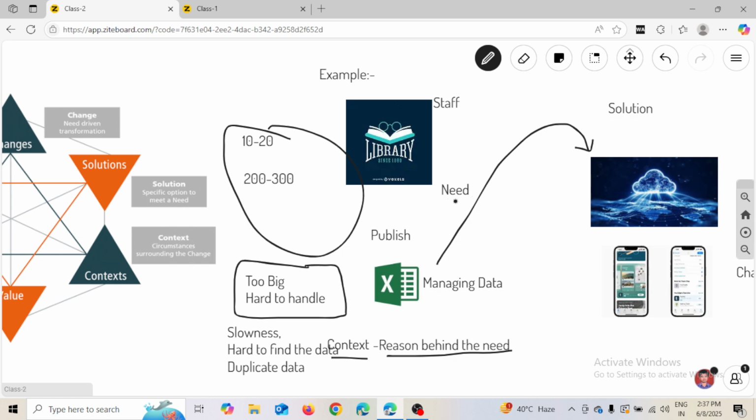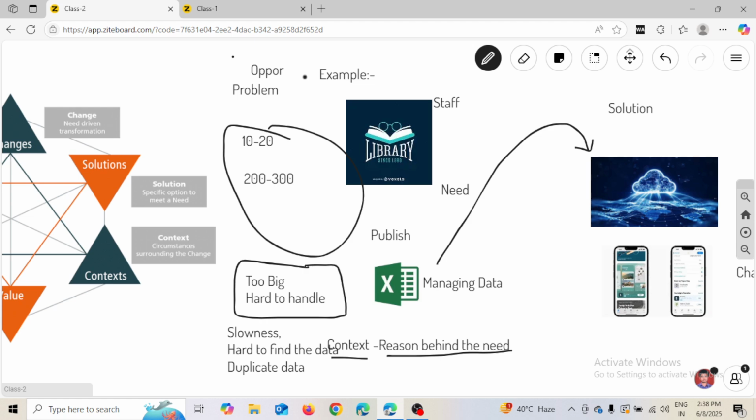So need could be a problem or an opportunity. For the staff, for the lower staff, I would say it is a problem. I hope you agree, because it is hard to manage data. But for higher management, the higher management who is owning the library, for them it is an opportunity.